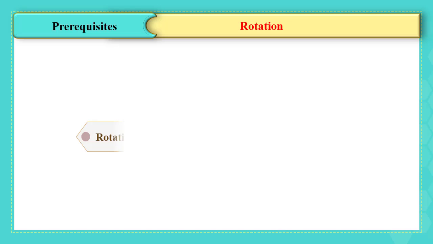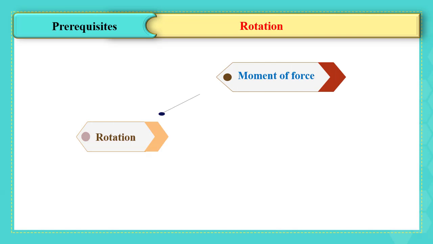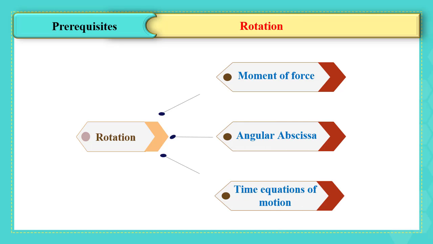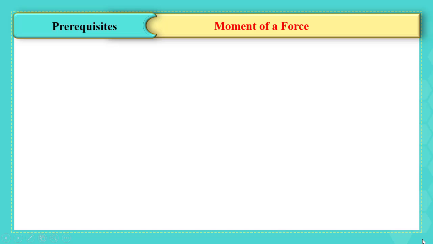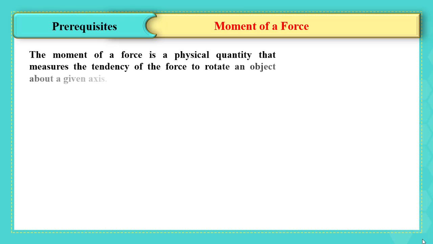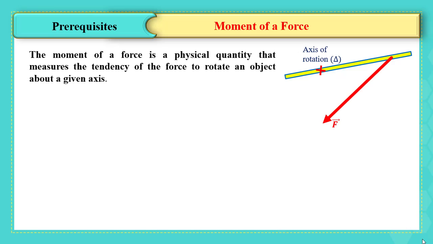In rotation, we should remember the ideas of the moment of a force, the angular abscissa, and the time equations of motion. What about the moment of a force? The moment of a force is a physical quantity that measures the tendency of the force to rotate an object about a given axis. So suppose we have this rod, and given the axis of rotation delta, we apply the force F at a point on this rod, taking the positive sense of rotation clockwise.